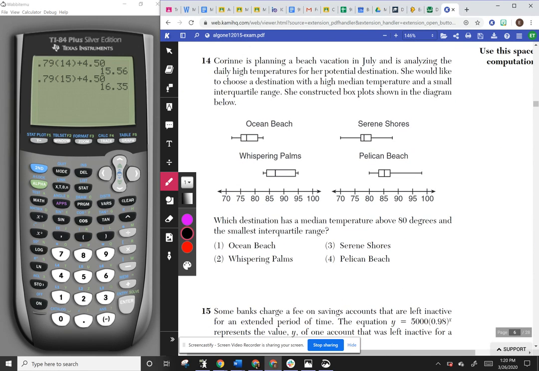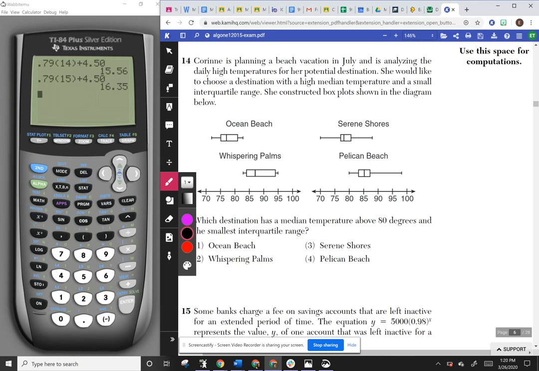Question 14. Corinne is planning a beach vacation in July and is analyzing the daily high temperatures for her potential destination. She would like to choose a destination with a high median temperature and a small interquartile range. She constructed box plots shown in the diagram below. So for this, it's going to be important to know the parts of a box plot.